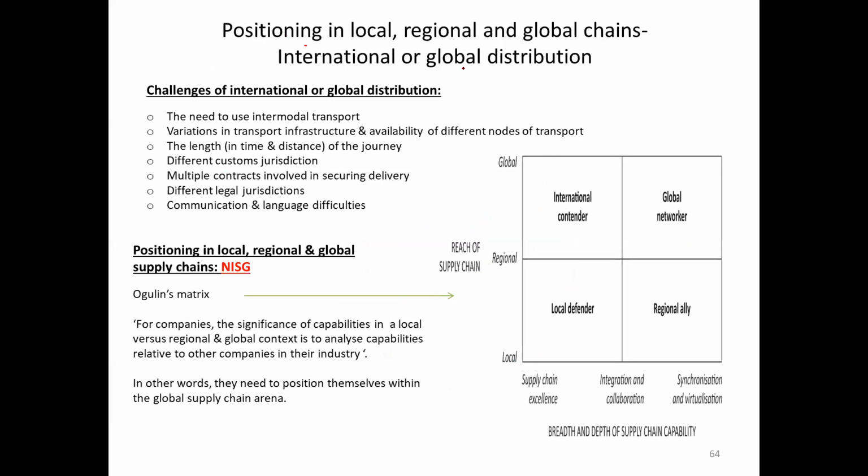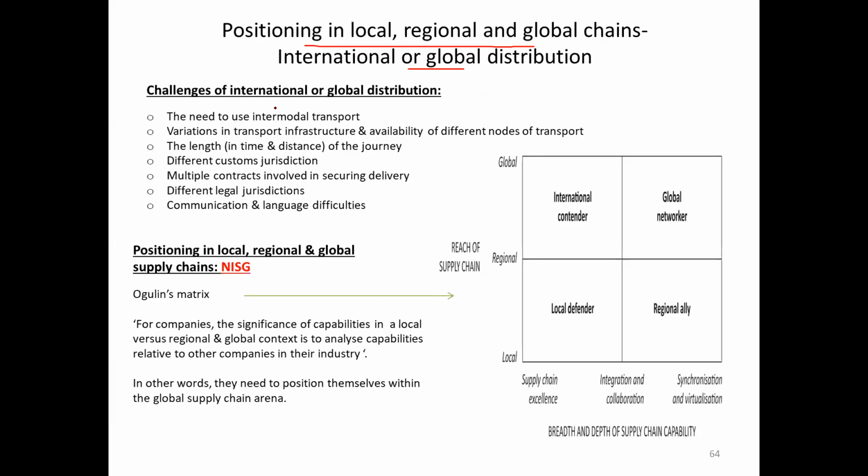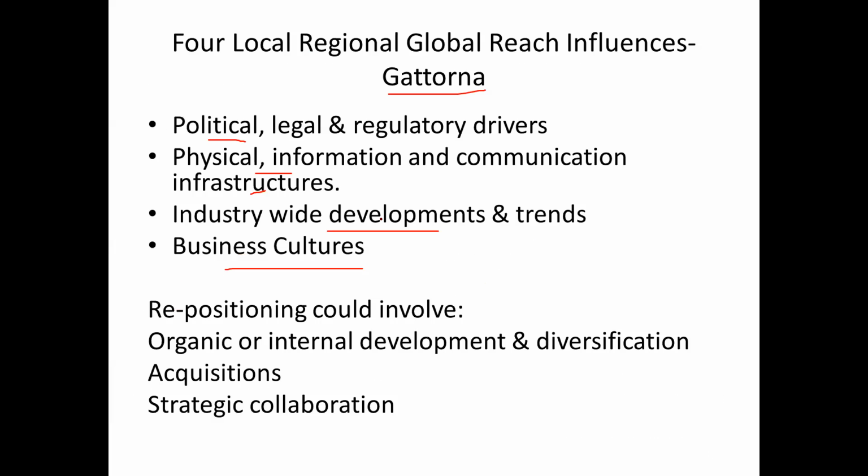Positioning: local, global, regional, international, mouthful. The study guide simply shows you this. So if you only want to learn that from Gautana, it depends on political, legal drivers, physical infrastructures, industry developments and trends, and business cultures. Whereas the old study guide had Ugoland's matrix in, which talked about whether you'd have a regional, global or local supply chain and how integrated it was. And it's not in the study guide, that model. So if you don't want to learn that, just stick with the Gautana stuff.